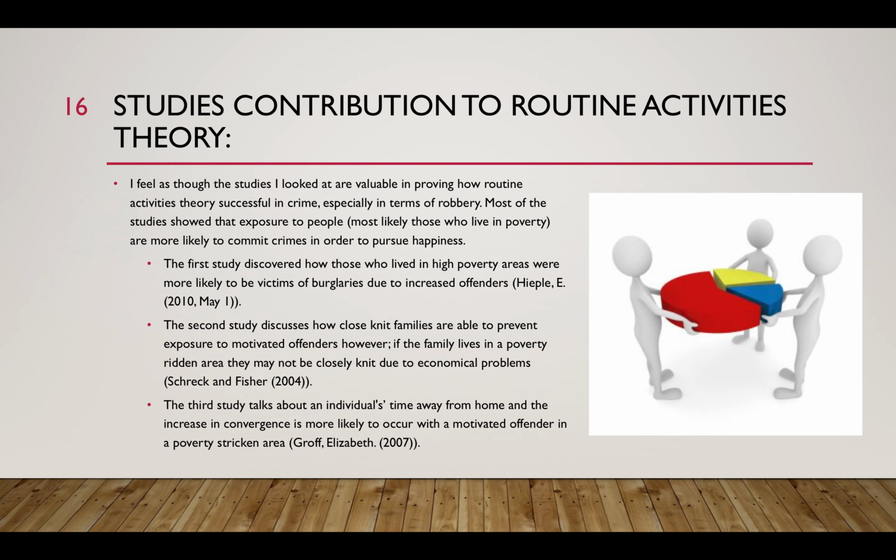How do these studies contribute to routine activities theory? I feel that the first study discovered that those living in higher poverty areas were more likely to be victims of burglaries due to increased motivation from offenders. So those in poverty tend to be more around motivated criminals who need to pursue happiness and avoid pain through non-legitimate means. The second study shows how the presence of capable guardians helps deter criminals, such as close-knit families.